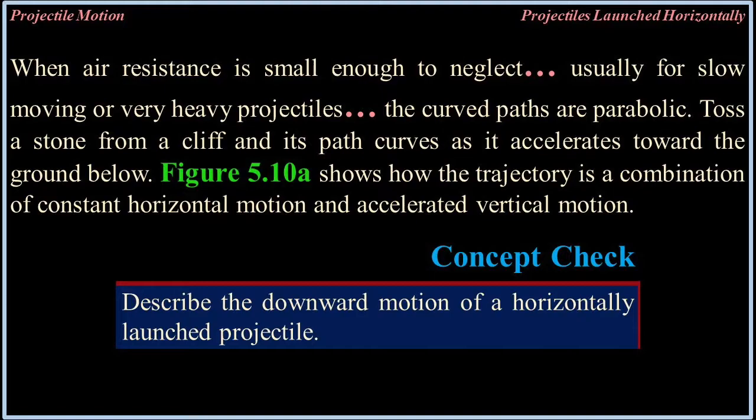When air resistance is small enough to neglect, usually for slow moving or very heavy objects, the curved paths are parabolic. Toss a stone from a cliff and its path curves as it accelerates toward the ground below. Figure 5.10a shows how the trajectory is a combination of constant horizontal motion and accelerated vertical motion. Concept check: describe the downward motion of a horizontally launched projectile.